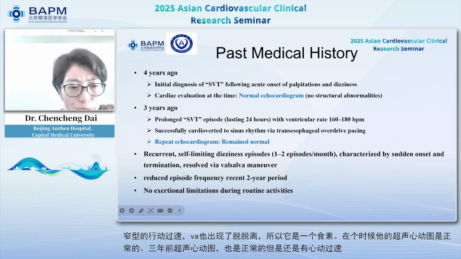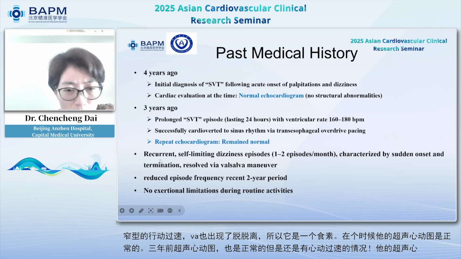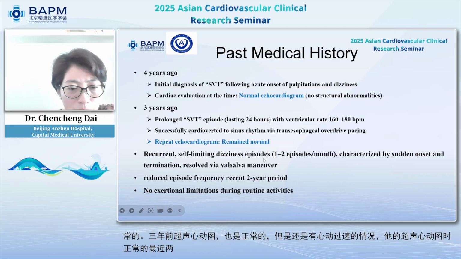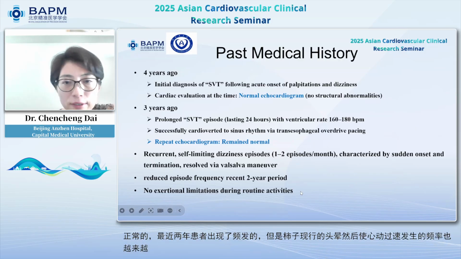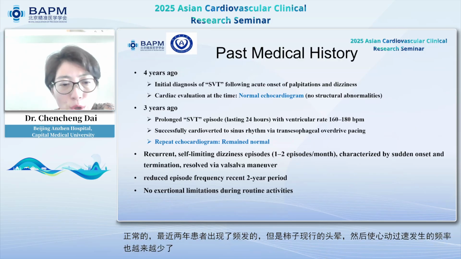In these recent 2 years, the tachycardia happens less, and there are no exertional limitations during routine activities. So she didn't go to the hospital.